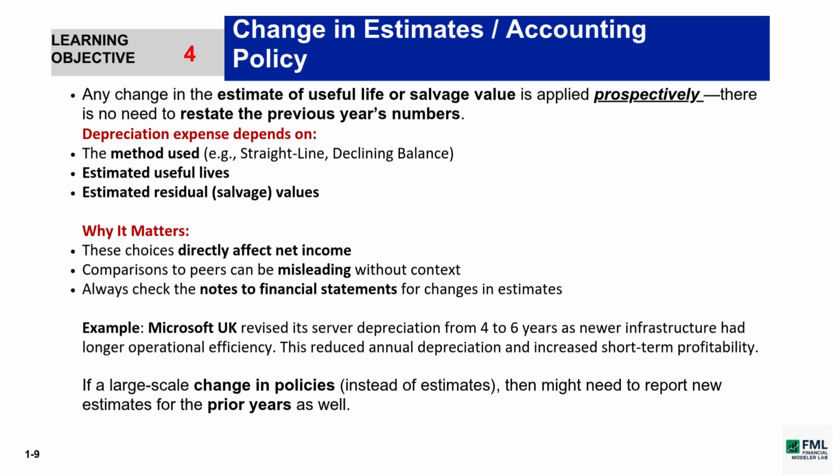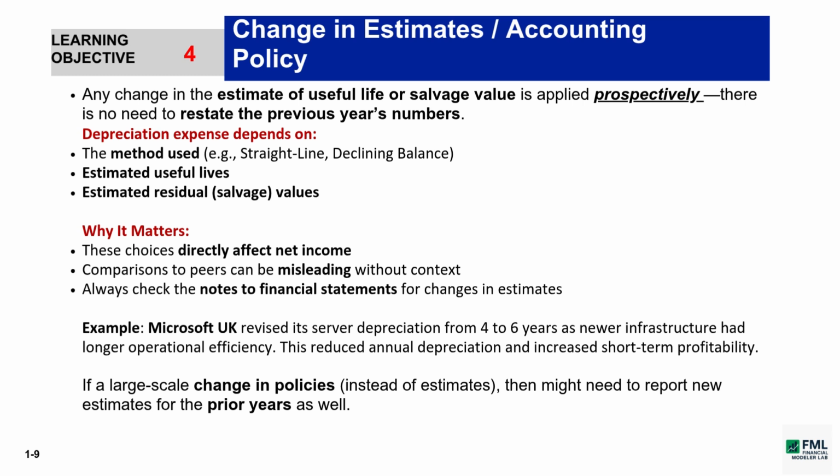Why it matters: these choices directly affect net income. Comparisons to peers can be misleading without context. Always check the notes to financial statements for changes in estimates. Example: Microsoft UK revised its server depreciation from 4 to 6 years as newer infrastructure had longer operational efficiency. This reduced annual depreciation and increased short-term profitability.